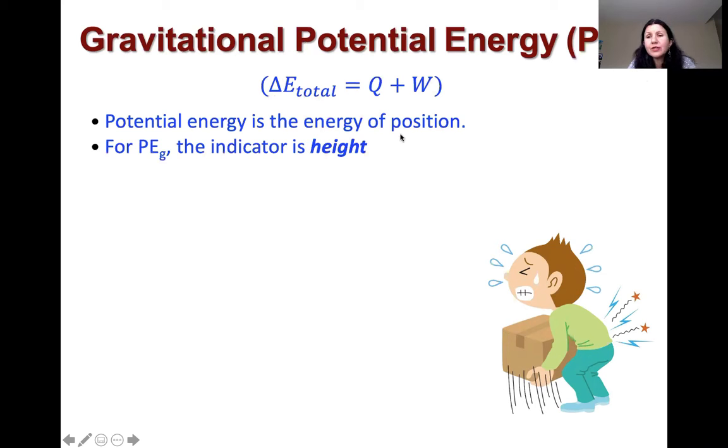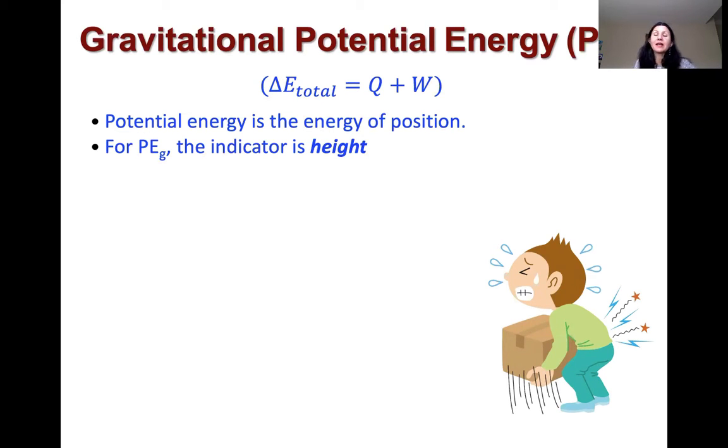Well, it's energy which is in a sense stored in an object which just depends on its position relative to the surface of the earth. So the indicator for gravitational potential energy, and we simplify that, write it as PE subscript G for gravity. So the indicator is height. So you know that you need to do work in order to take a heavy object and lift it up. So the higher you lift it, the more work you're doing.